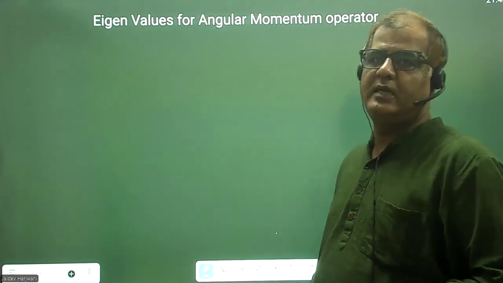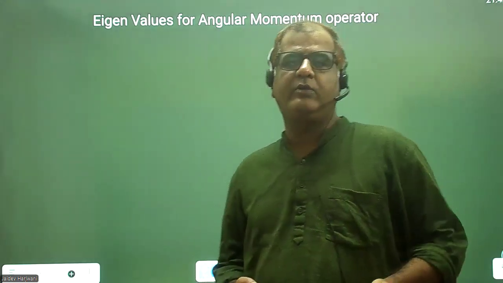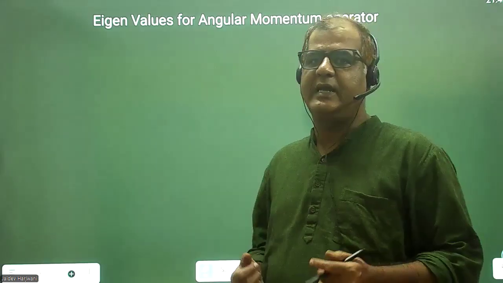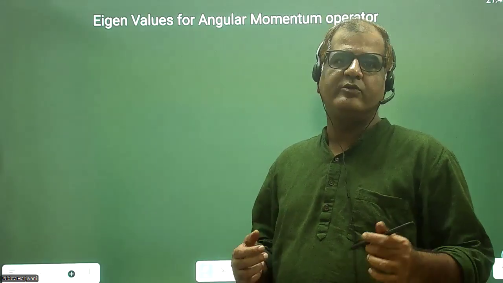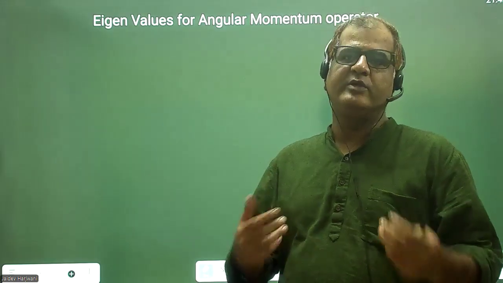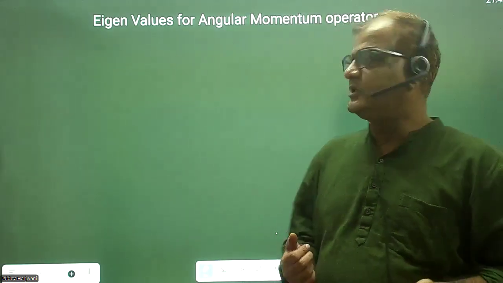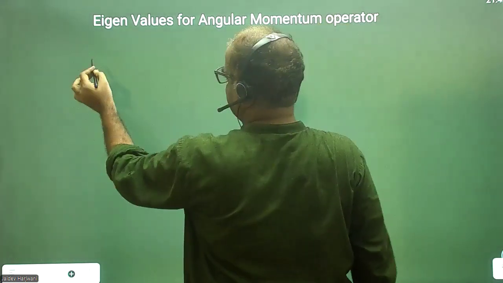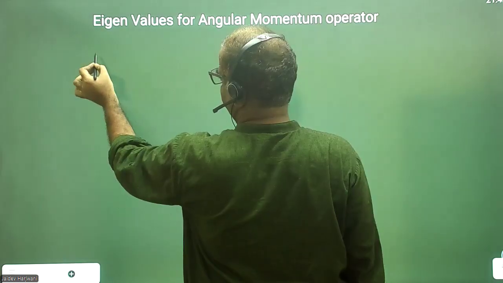Hello students. In this video, I am going to calculate the eigenvalues for the angular momentum operators L square and Lz, and we are going to use the ladder operator technique without actually knowing the functional form of the eigenstate. So let us proceed. In the last video, we derived some important commutation relations.